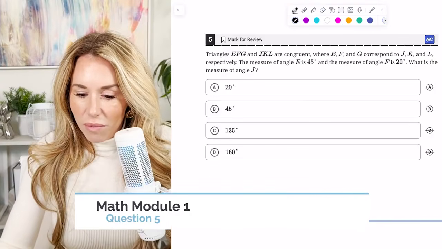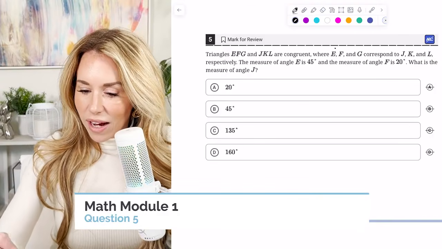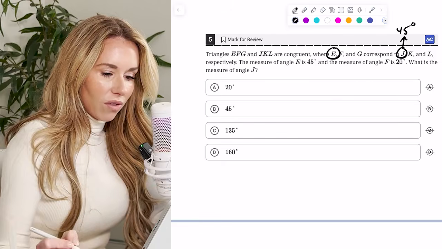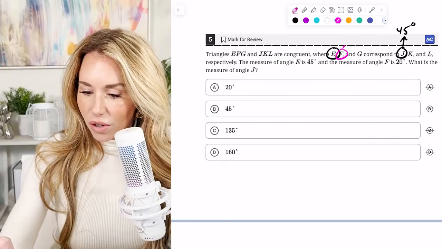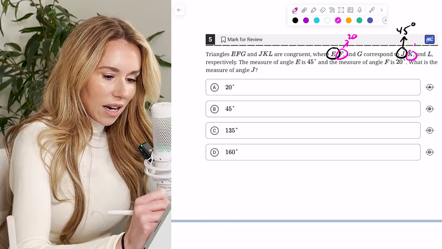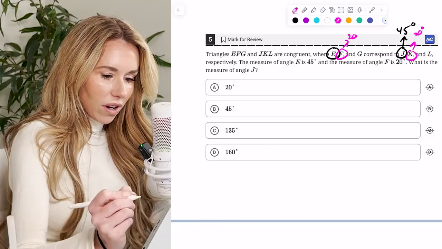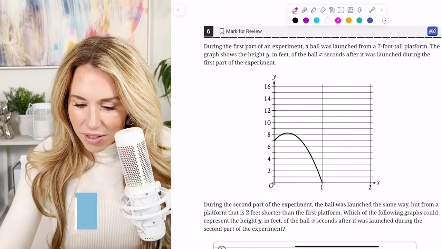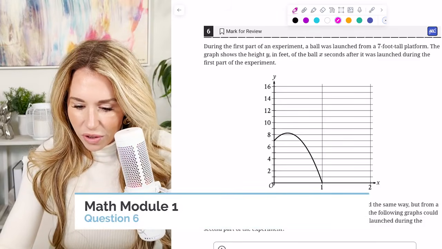All right, we have the measure of angle E is 45, so E goes with J, so that means J is 45. Measure of angle F is 20, so if F is 20 and it goes with K, K is 20. What's the value of J? Oh, I didn't even need to do all that. It was 45.